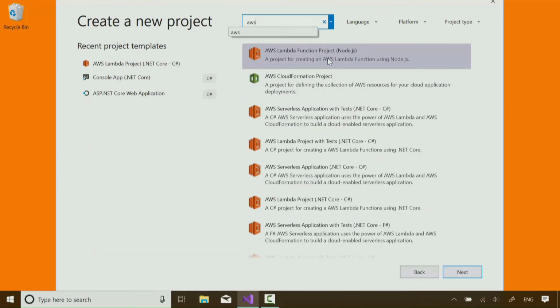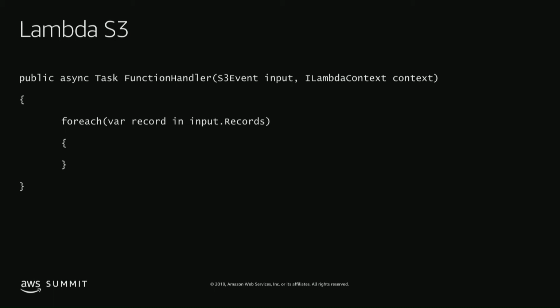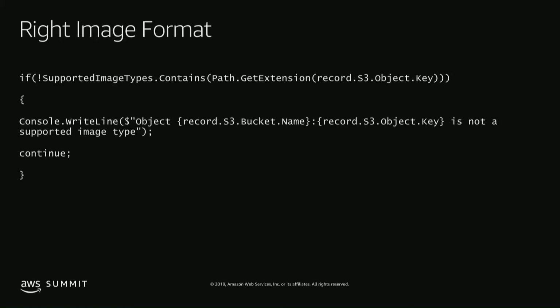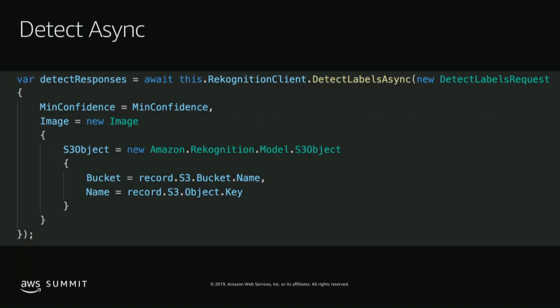I'm going to build a function. I'm not going to actually show you that. I'm just going to show you what the code does. And in the function, anything that gets uploaded to an S3 bucket, an image, is going to run through this Lambda function and run this C# code. It's going to check that it's an image. And then if it's an image, it's going to call Rekognition.